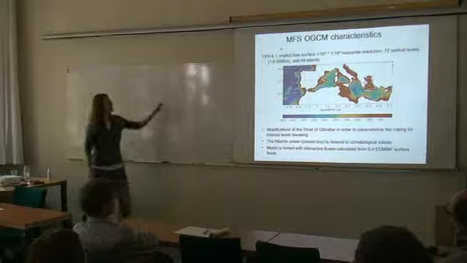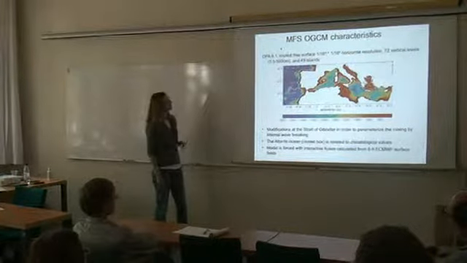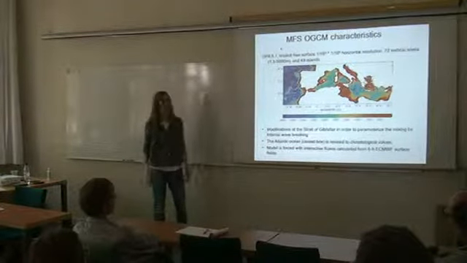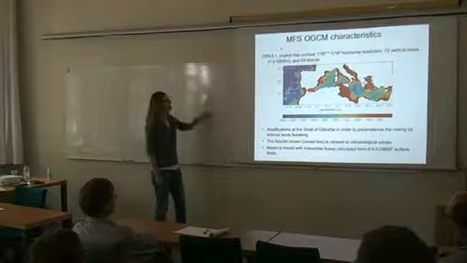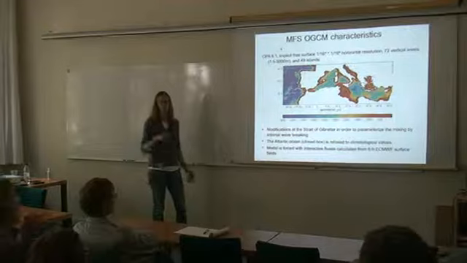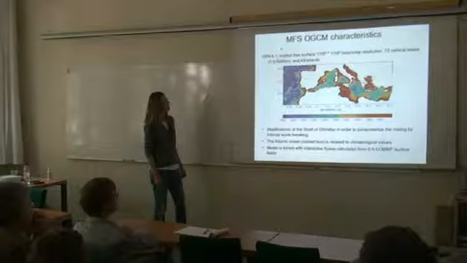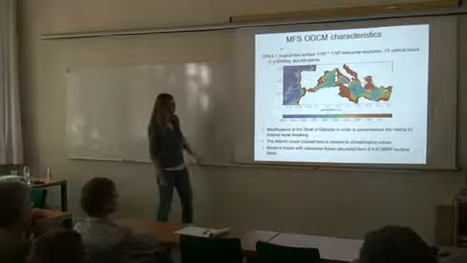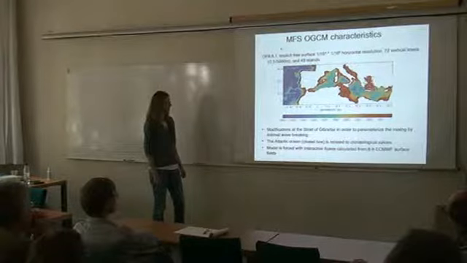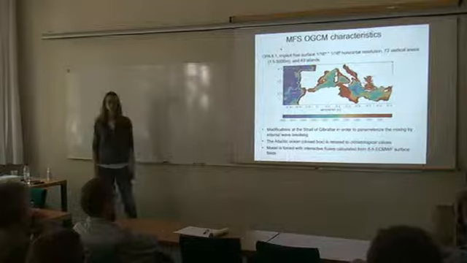So this is the bathymetry of the model. It also shows the model domain. It has 1/16 degree horizontal resolution, about 7 kilometers, and 72 vertical levels that are unevenly spaced, with higher resolution at the surface and coarser close to the bottom. At the boundary here we relax to climatology. And we force the model with 6-hour ECMWF atmospheric fields.